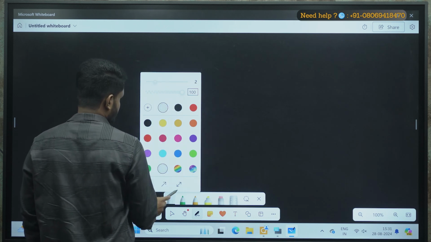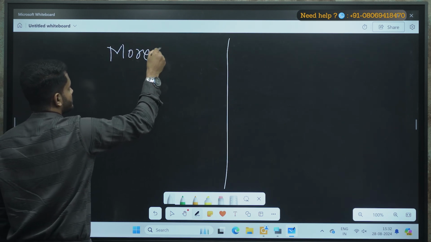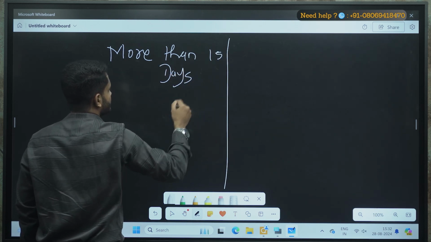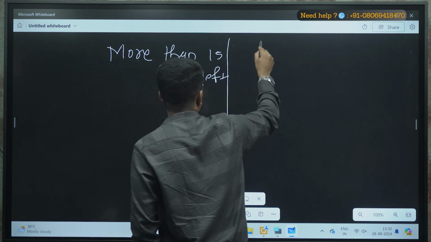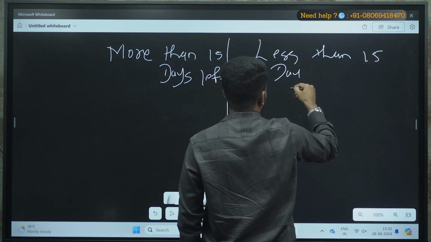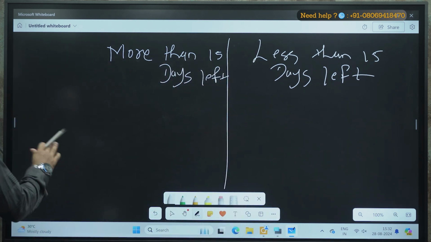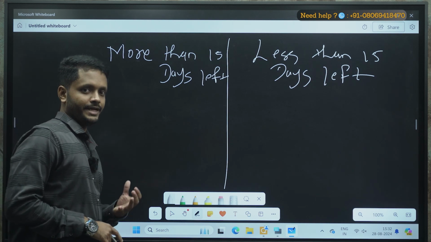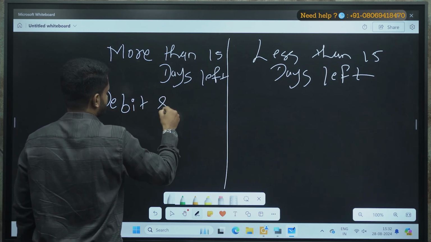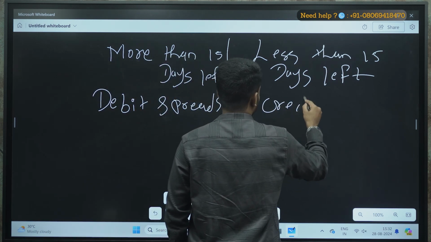Now, say there are more than 15 days left for the expiry, or there are less than 15 days left. Whenever there are more than 15 days left for expiry, what you can do is go with debit spreads. And whenever less than 15 days are left, you can go with credit strategies.